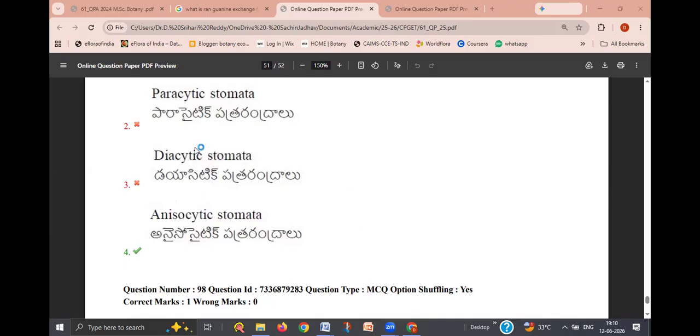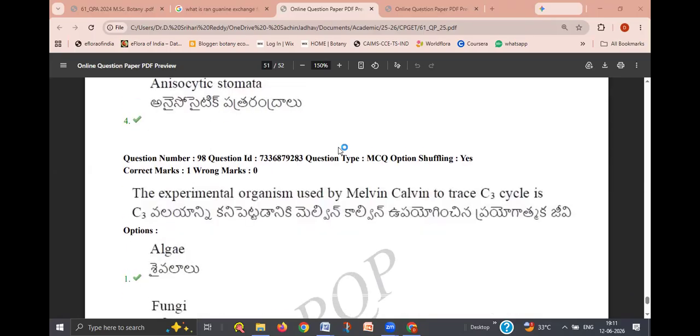But there are 2 other options here. In the case of paracytic stomata, the number of subsidiary cells is 2 only. They are parallel to the guard cells. But if the 2 subsidiary cells are perpendicular to the guard cells, then that is called diacytic stomata. So you should read the types of stomata in the dicot leaves: anemocytic, anisocytic, paracytic, and diacytic. Because these are very important.